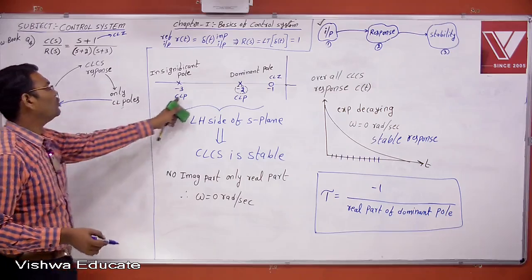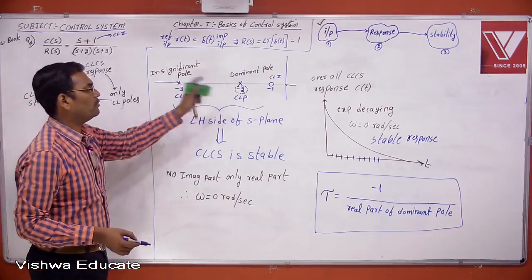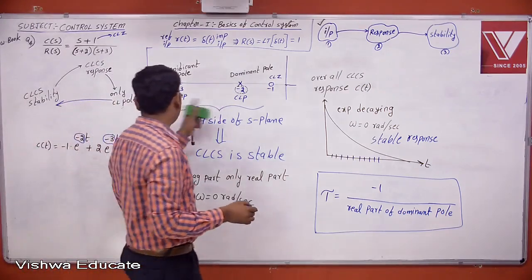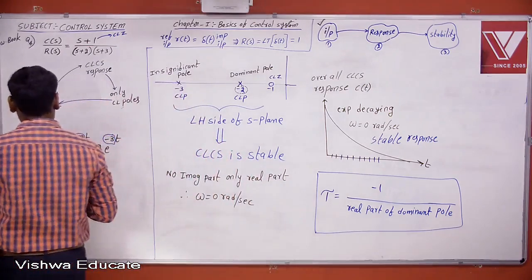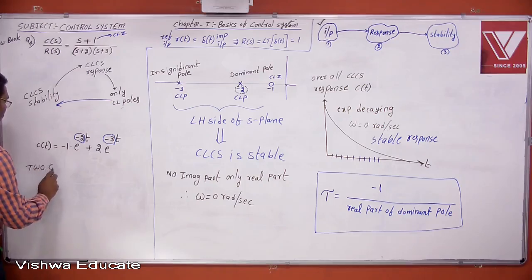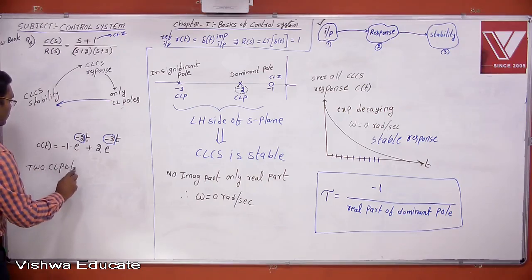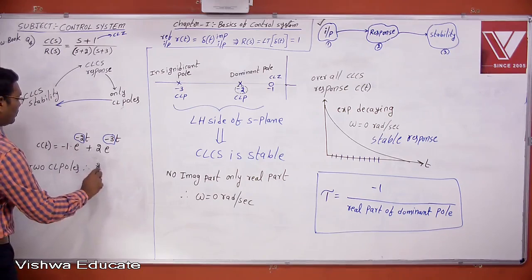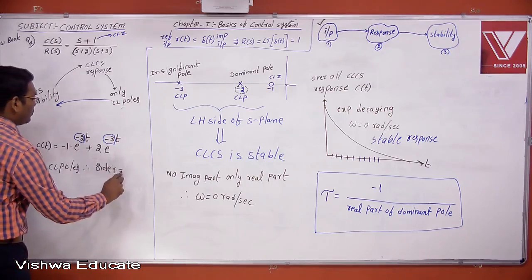Okay, and 2 closed loop poles and order equal to 2. Then all the parameters which we have completed here, I am giving this one. 2 closed loop poles, therefore order is equal to 2.